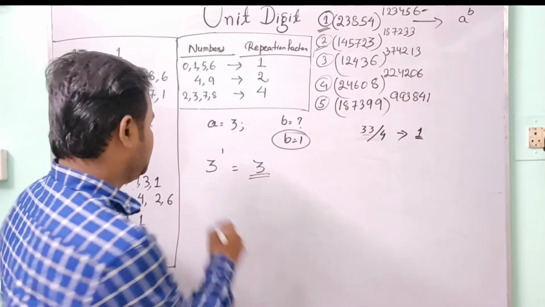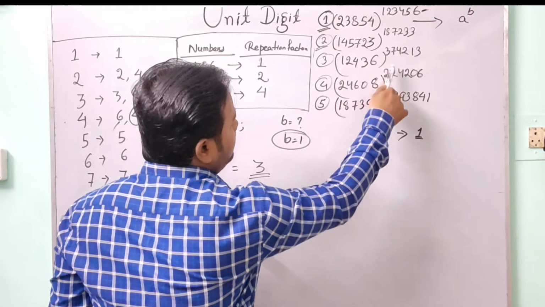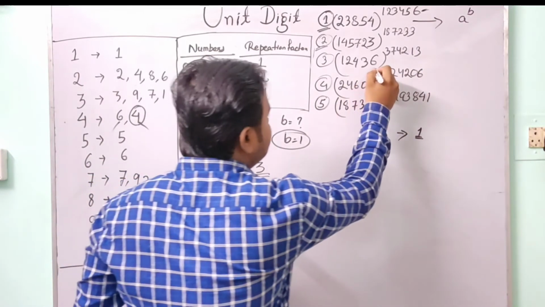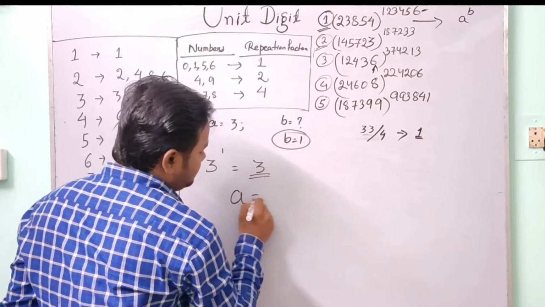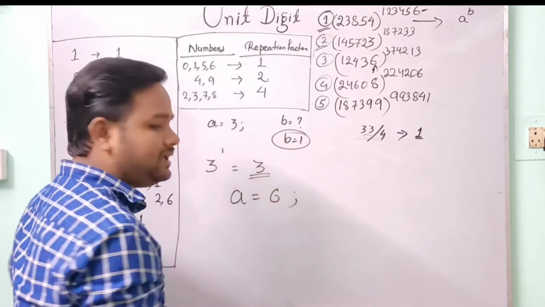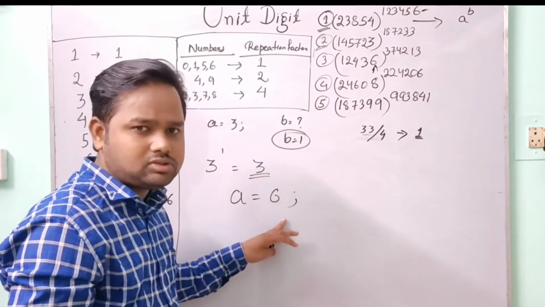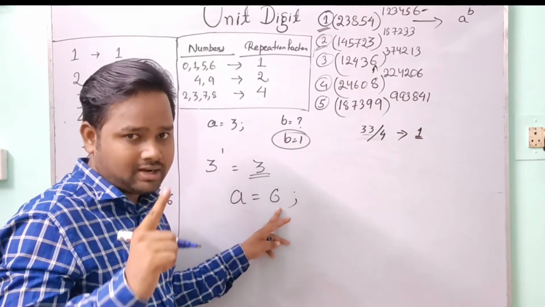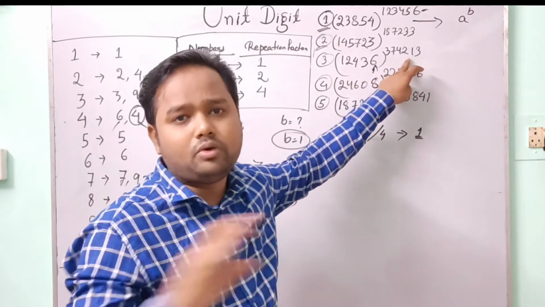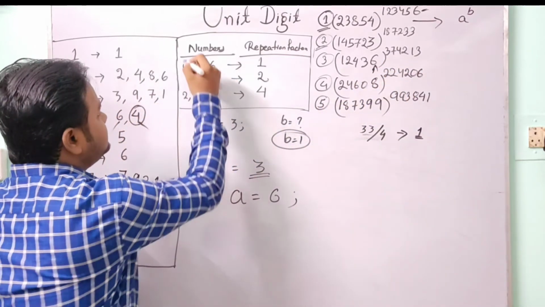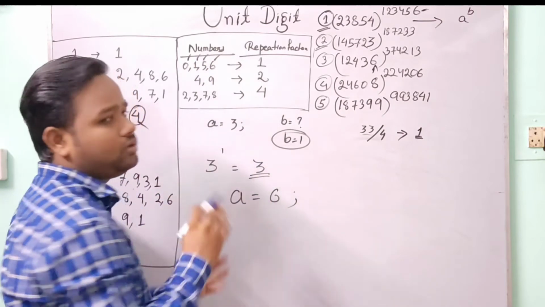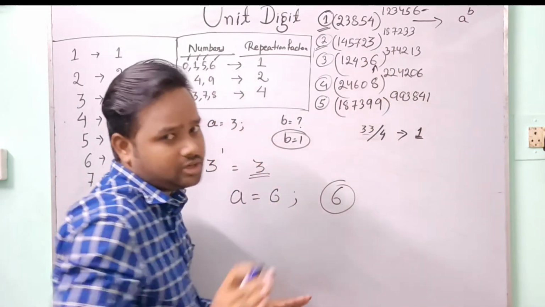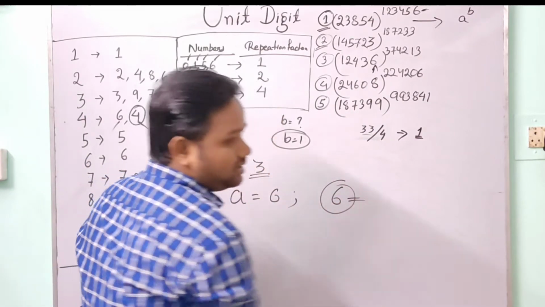The next question is 12436 to the power of 374213. Here a is equal to 6 because the unit digit is 6. And for b, no calculation is needed because the repetition factor of 6 is always 1. Whatever the power, if the unit digit is 0, 1, 5 or 6, then no calculation is needed. The answer will be that same digit, 6. Whatever the power, it does not matter.